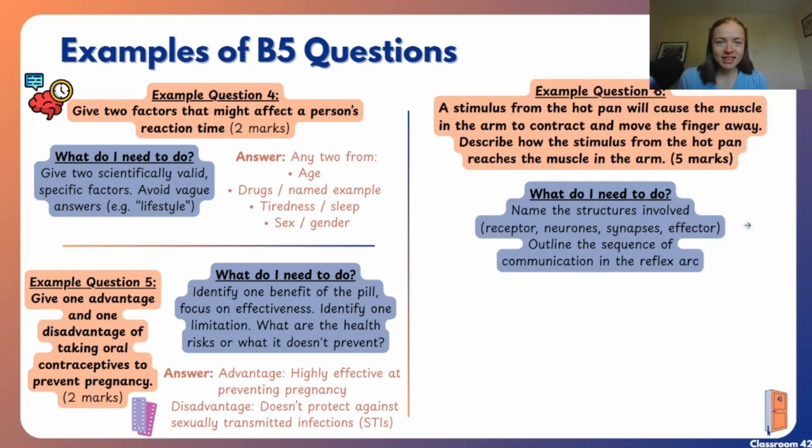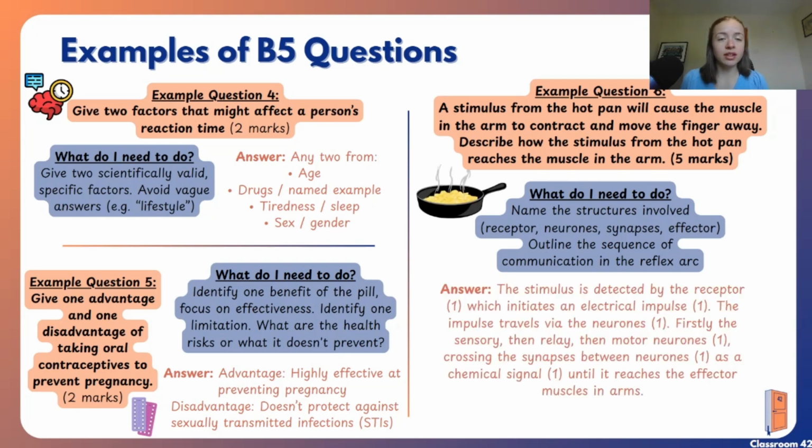So example question 6, a stimulus from a hot pan will cause the muscles in the arm to contract and move the finger away. Describe how the stimulus from the hot pan reaches the muscle in the arm. So this 5-mark question is also about reflex arcs. However, rather than the question we saw on the previous page, which asked us to describe what a reflex arc is, this one is asking us to describe how it happens. So we might want to be naming the structures involved and outlining the sequence of communication in the reflex arc.